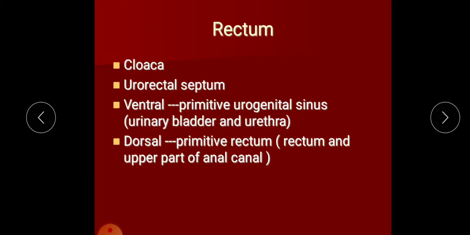So read that, the same thing: the cloaca is divided by the urorectal septum into the ventral primitive urogenital sinus, from which the urinary bladder and urethra develop, and the dorsal part, the primitive rectum, from which the rectum and the upper part of the anal canal develop. Hope that much is clear to you.